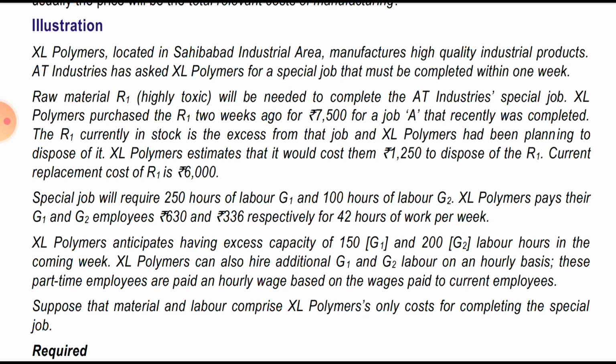Excel Polymer, located in the Shahibad industrial area, manufactures high quality industrial products. 80 Industries has asked Excel Polymer for a special job that must be completed within a week. The raw material R1 will be needed to complete the 80 Industries special job. Excel Polymer purchased R1 2 weeks ago for 7,500 for a job.